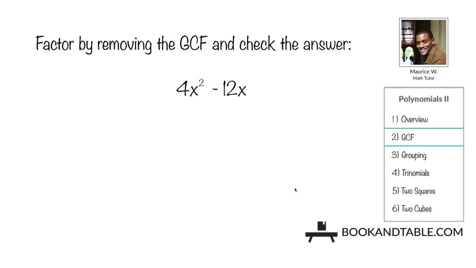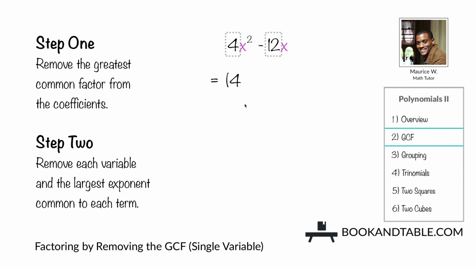Now, let's say you're asked to factor by removing the greatest common factor and check the answer for 4x squared minus 12x. How would we go about doing so? Step 1, remove the greatest common factor from the coefficients. So the greatest common factor between 4 and negative 12 is 4. We then, step 2, remove each variable and the largest exponent that is common to each term. X is common to each term, not x squared, since this term does not have two x's.